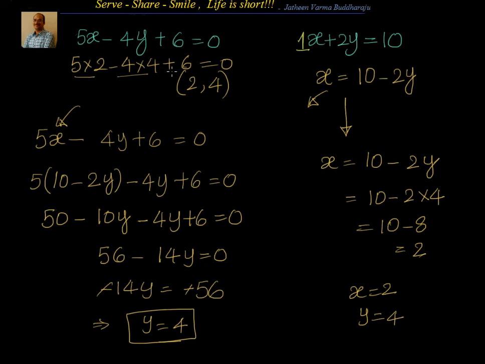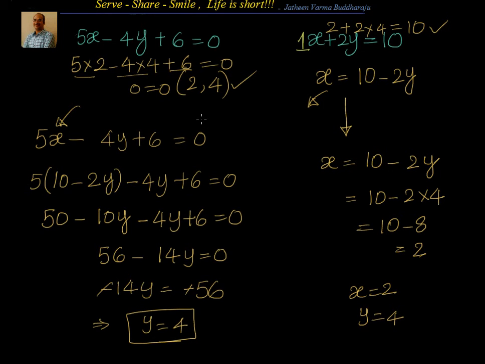10 minus 16 is minus 6. Minus 6 plus 6 is 0. 0 equal to 0. Similarly, x is 2 plus 2 into y. y is 4. 2 plus 2 into 4 is 10. 2 plus 8 is 10. 10 equal to 10. So we are good to go.